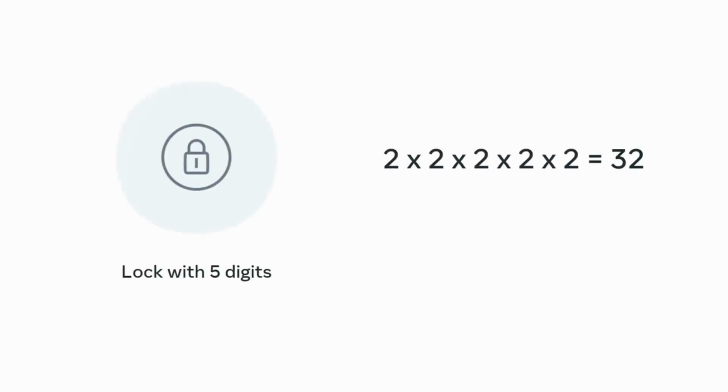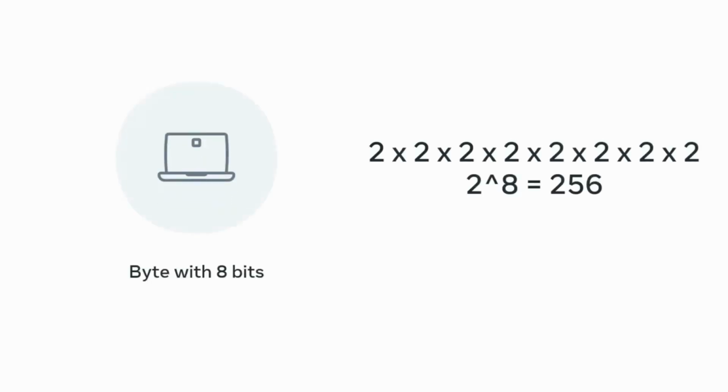Each time you add a potential digit, you increase the possible permutations. So, the same lock with 5 digits would have 2 to the power of 5, or 32 different combinations. Now, coming back to our original question, how many different representations can there be in a byte? It was already mentioned that a byte is made up of 8 bits, which can be either a 0 or a 1. 8 bits would have 2 to the power of 8, or 256 different combinations.